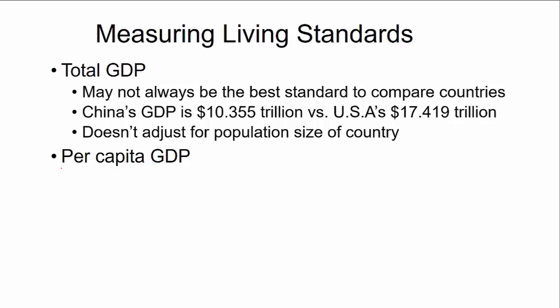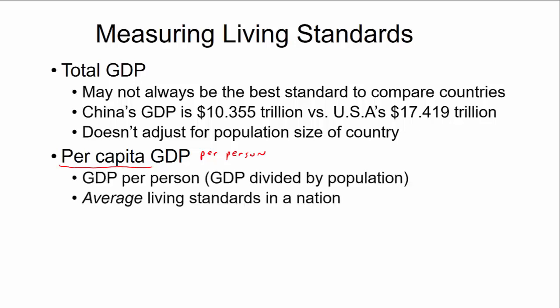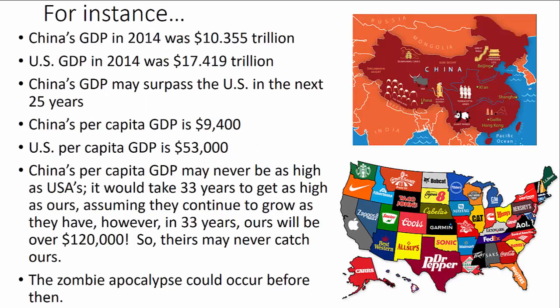And that's where per capita GDP comes in. Per capita just means per person. So this is where we take the GDP and we divide it by the population of a country. That will give us the average living standard in a nation. For example, the average income in the US is around $50,000. Well, you can do a lot with $50,000, so that's a good measure of our living standards. So if we break down China and the USA by per capita, it looks a lot different.